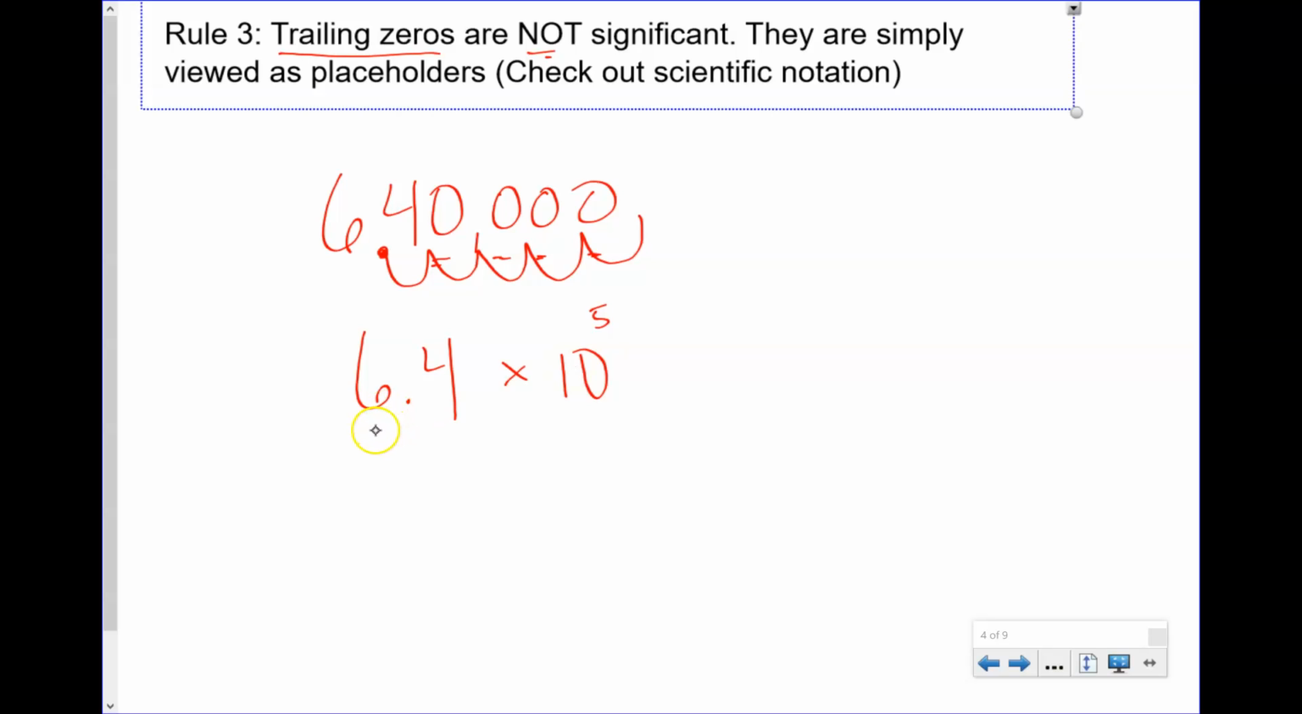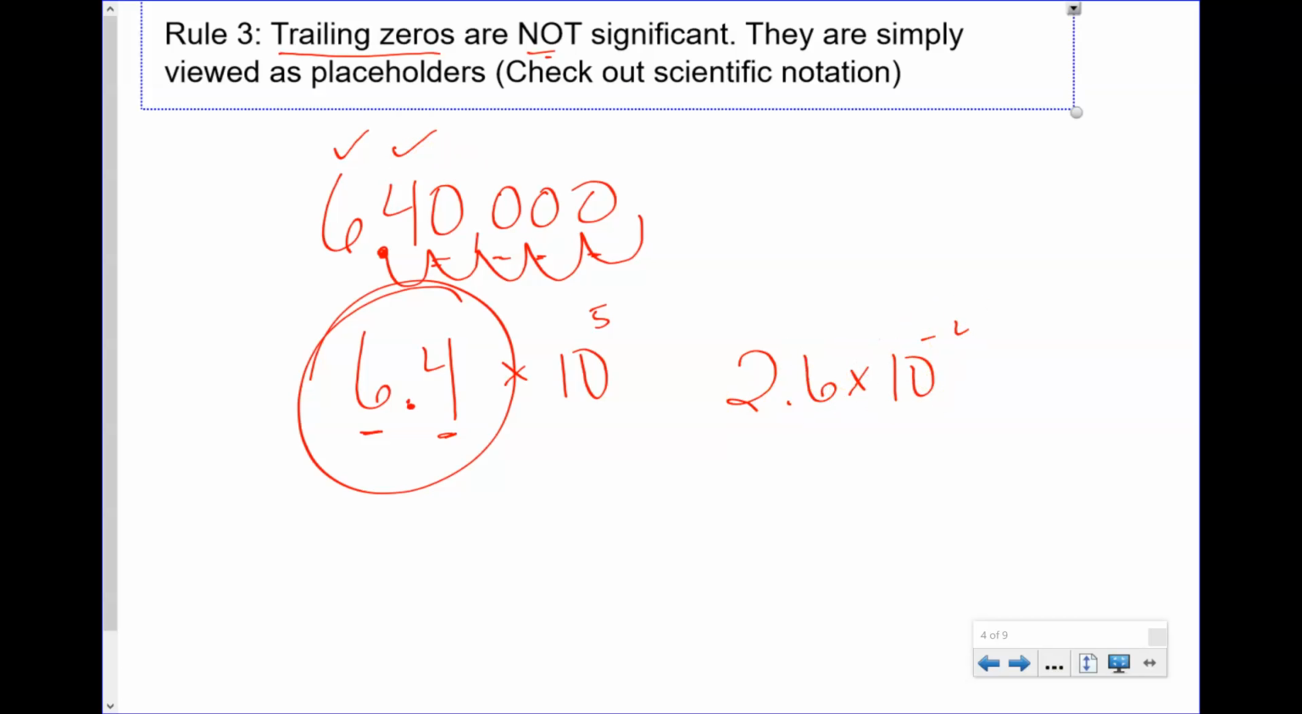So in this case, how many significant figures did that number have before? Well, the 6 and the 4. If I write it in scientific notation, how many significant figures does it have? The 6 and the 4. And by the way, that's how we read sig figs in scientific notation. You analyze this first leading number there. That's called the coefficient. So if you had 2.6 times 10 to the negative 4th, that would be 2 sig figs there.